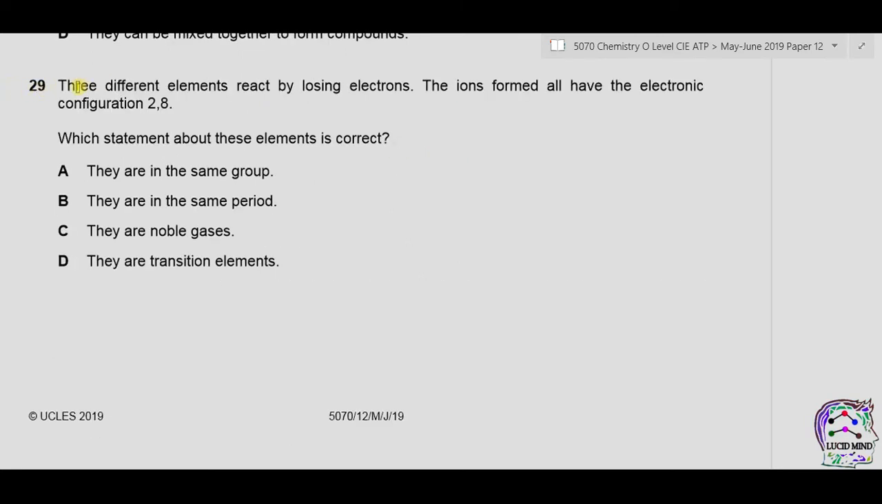Question 29. 3 different elements react by losing electrons. The ions formed all have electronic configuration 2, 8. Which statement about these elements is correct? Now these elements react by losing electrons. It means that these elements are actually metals, because metals react by losing electrons.